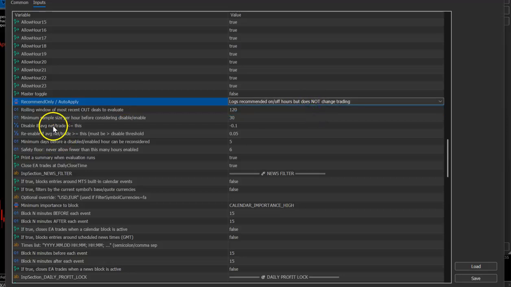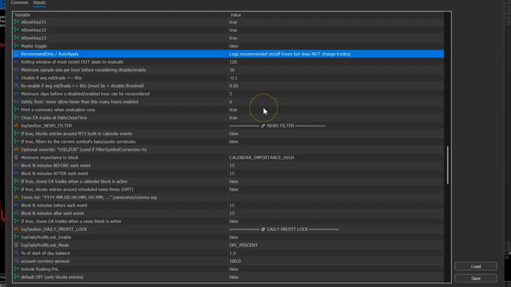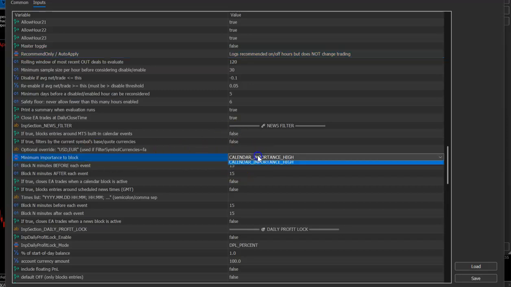So first, just in the beginning, we have logs recommended. That will just create a JSON file or a CSV file or HTML file, and will tell us the trading hours. But again, the AlgoVault Quant does all this for us, and we'll go over that in a minute. The news filter. This is just if you don't want the EA trading around high impact news. It uses the built-in calendar from MT5.